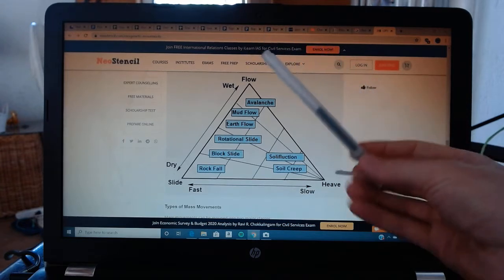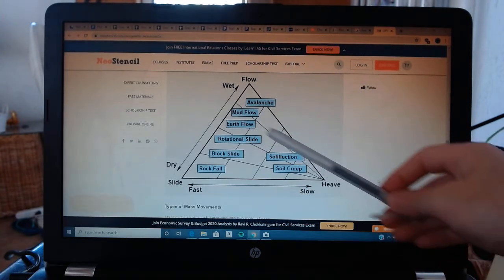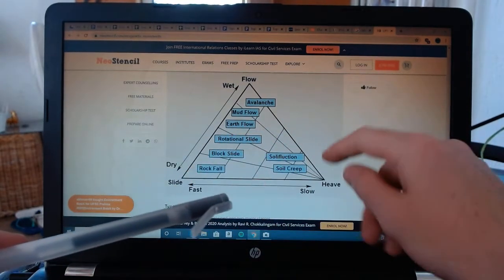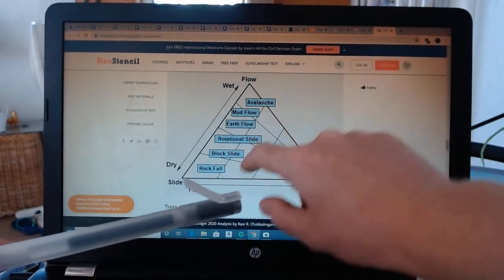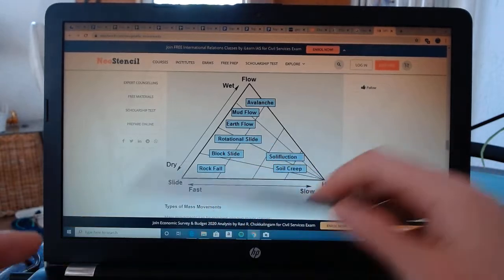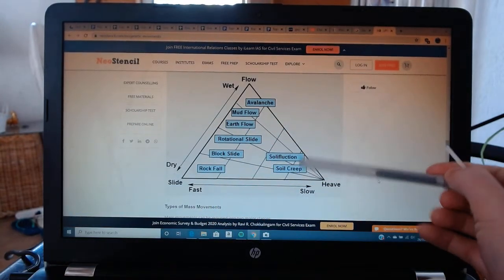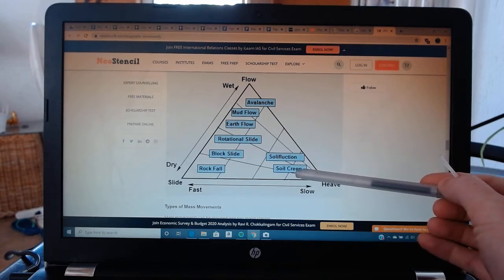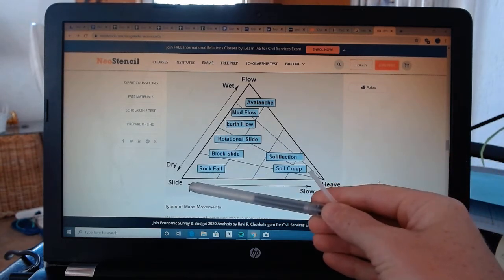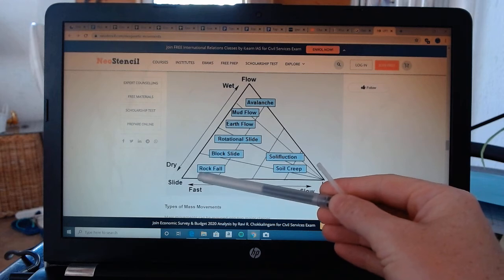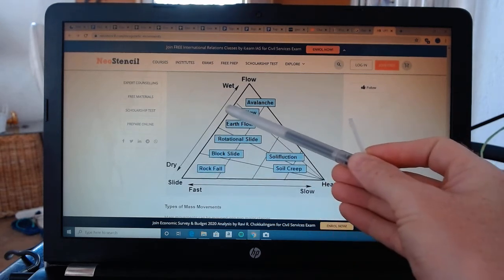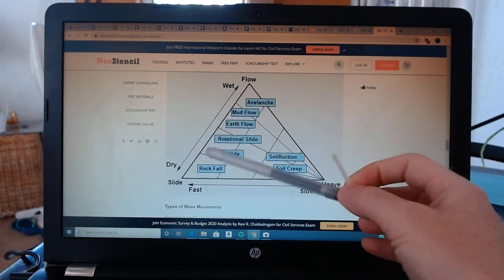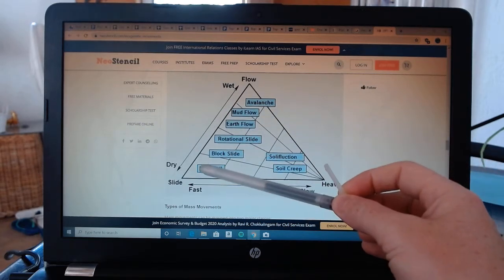Then within the triangle, and again use a ruler please, we've got these kinds of categories. The triangle is full of a number of different areas. The slower ones, soil creep and solifluction, will be down this side. Then we start in terms of speed. These are the faster ones. Mud flow is probably the fastest, the closest to this black line, this axis here. A rockfall is very fast, very dry.